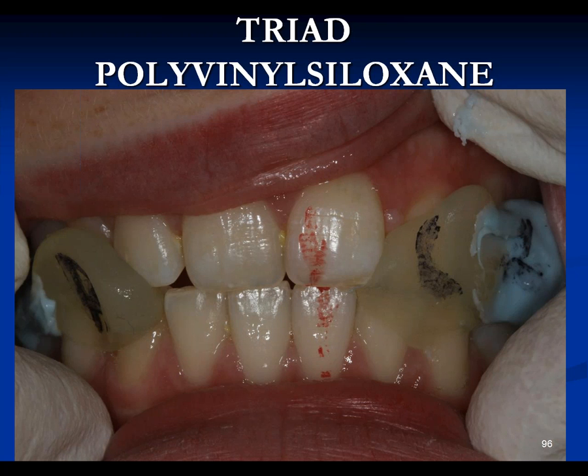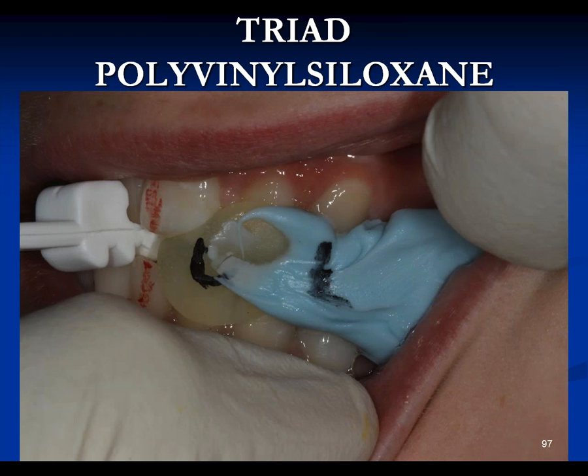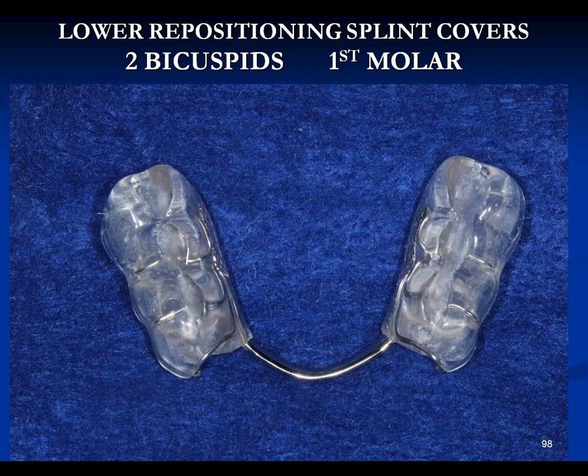So inject with polyvinyl siloxane and the Triad, and send the Triad and the polyvinyl siloxane to the lab, and they'll make the splint for you. Okay? So there's various devices to take the bite, and we're not going to go into it in great detail here. I will do that in the course.